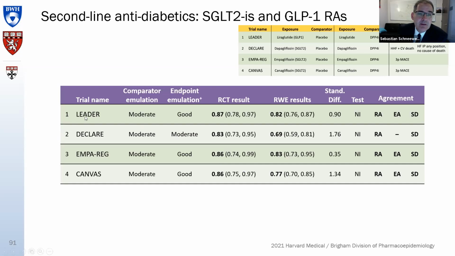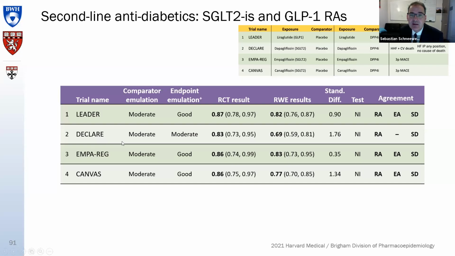So for example, the first trial, the LEADER trial: moderate comparator emulation, good endpoint emulation, the RCT finding 0.87 with the 95% CI here, the real world evidence result 0.82 with the 95% CI here, standardized difference. The type of test was non-inferiority, and here you have the 3 agreement statistics: regulatory agreement, estimate agreement, and standardized difference agreement. Overall, you see that we were quite happy with these emulations. Their point estimates were quite similar.